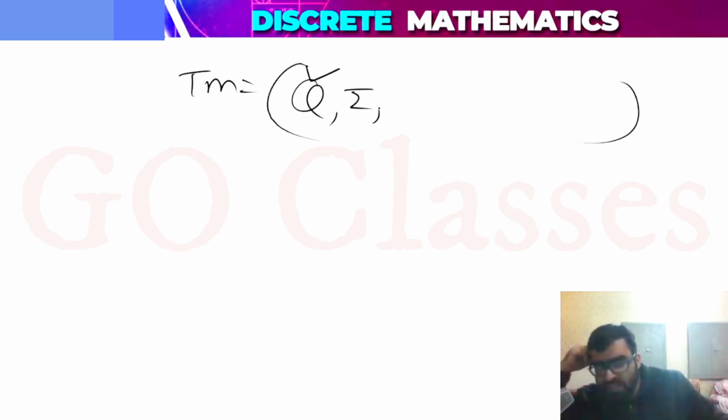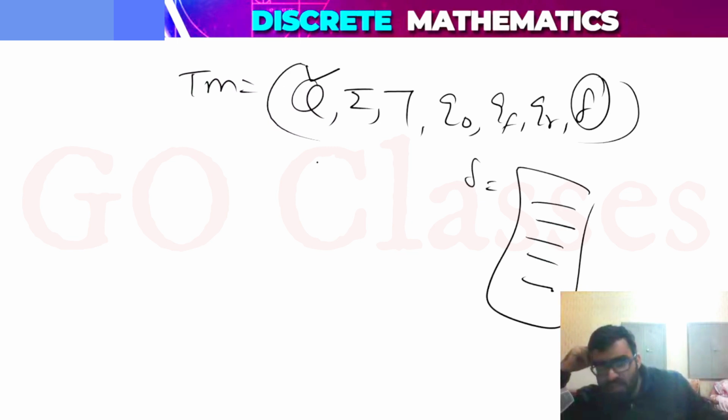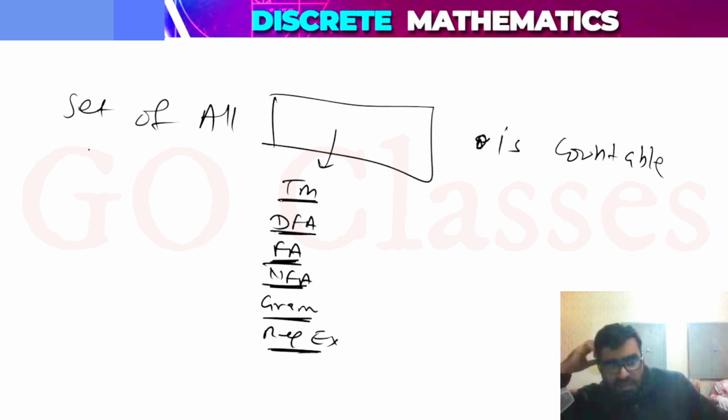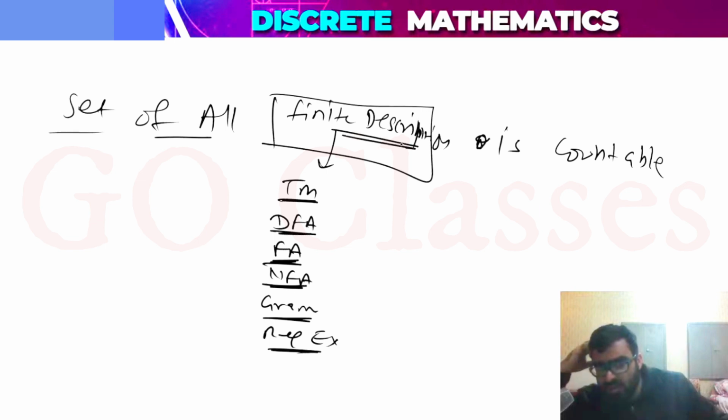For example, a Turing machine is a finite description because it is just a 7-tuple: a finite set of states, some sigma, some gamma, an initial state, a reject state, a final state, and a set of transitions. And this set of transitions is also finite. So every Turing machine is a finite description, only this much. That's why you can say the set of all, and here you can put any finite description, whatever, halting Turing machine, whatever, but remember it must be a finite description.